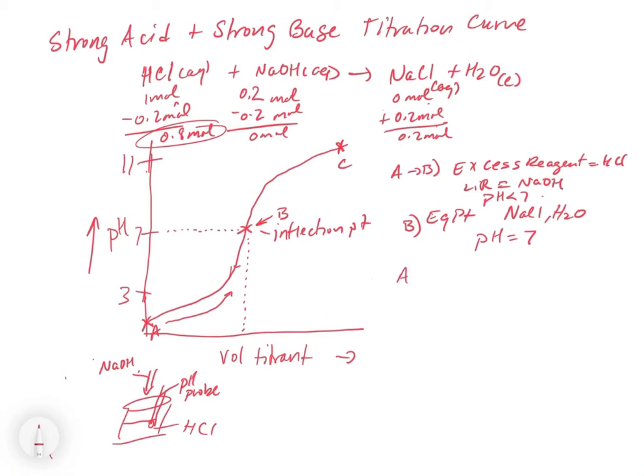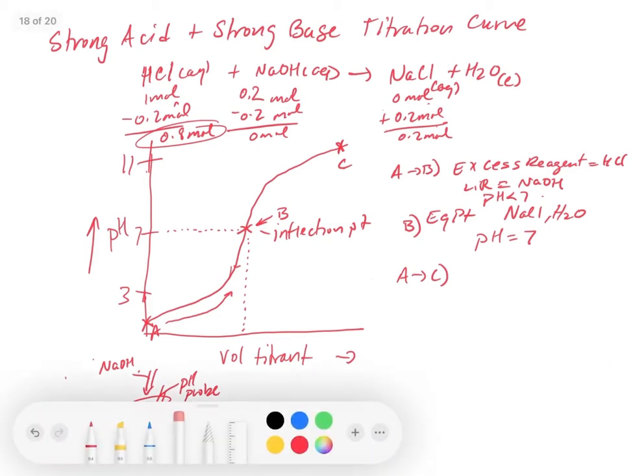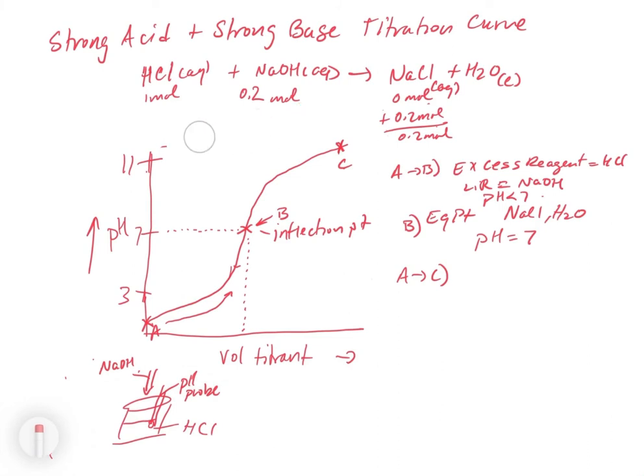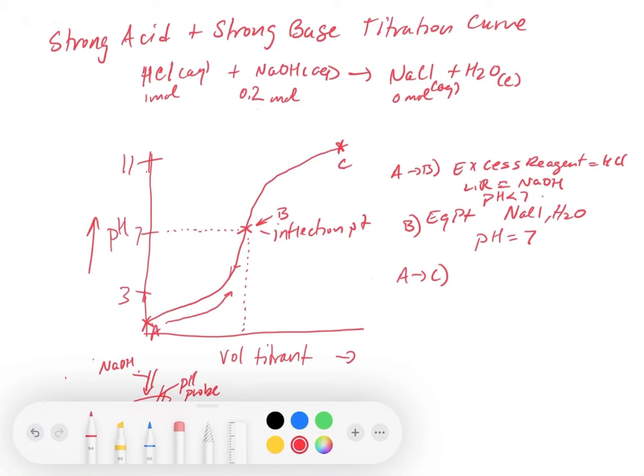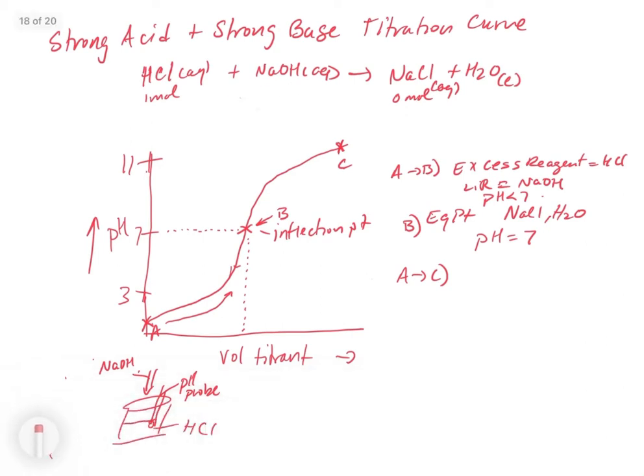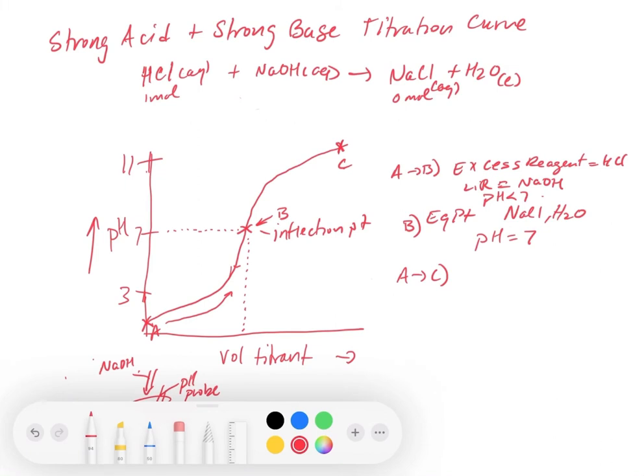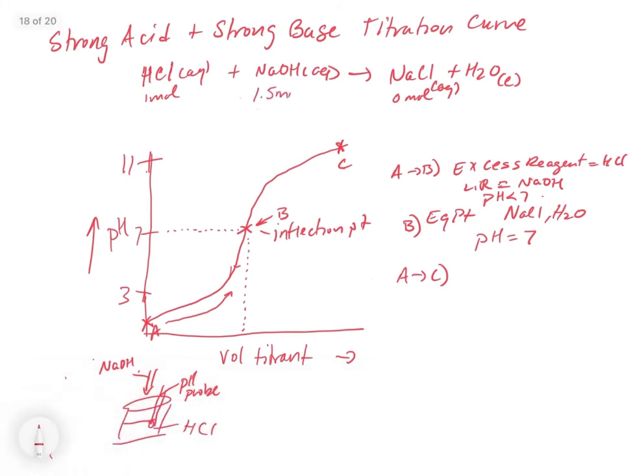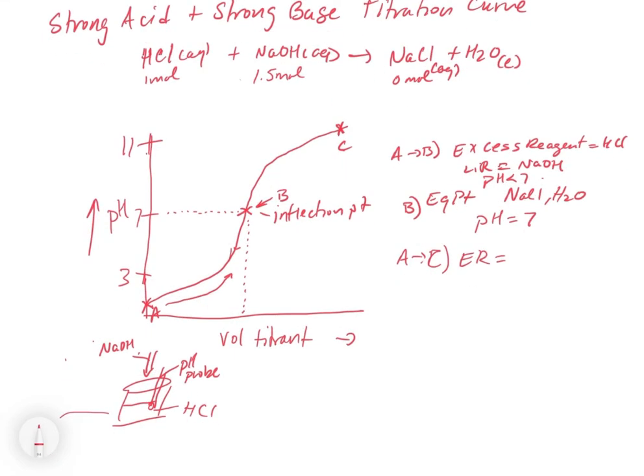Now let's look at A to C. So this is going to be the case where we're past the equivalence point. And so let's retool our stoichiometric table here. In this case, we're somewhere past the equivalence point, and so our moles of NaOH are going to have to be greater than 1 mole. Let's say we have 1.5 moles of NaOH. So we've added more than the 1 mole of HCl, and so our excess reagent is going to equal the NaOH, and our limiting reagent is going to equal the HCl.